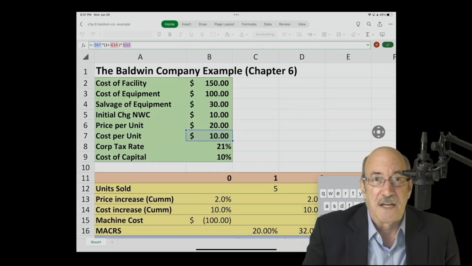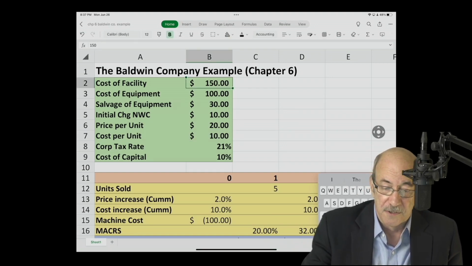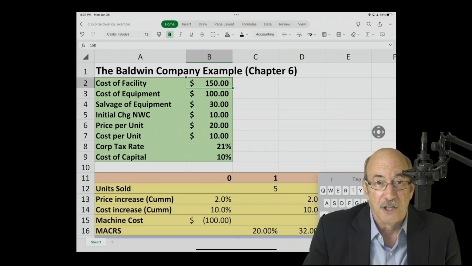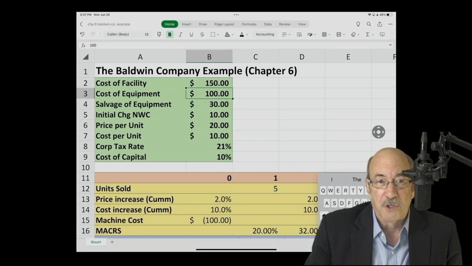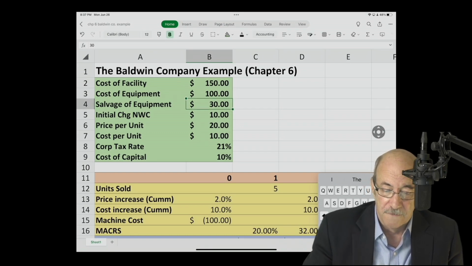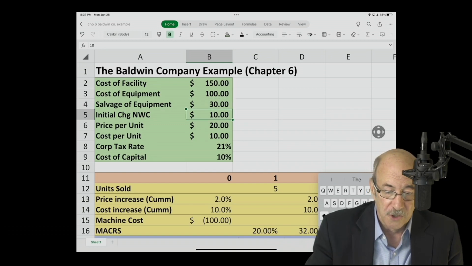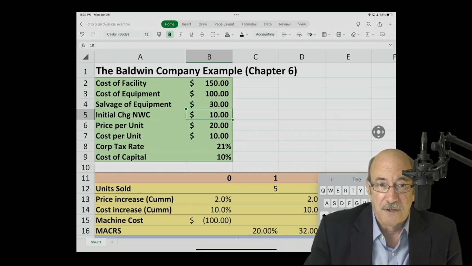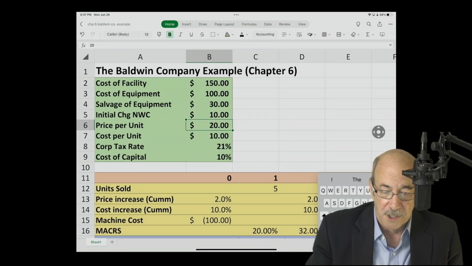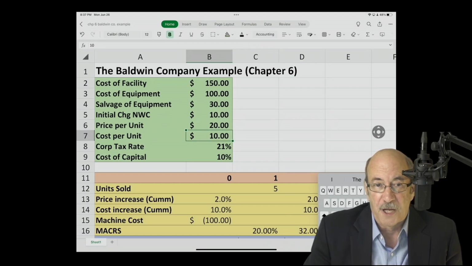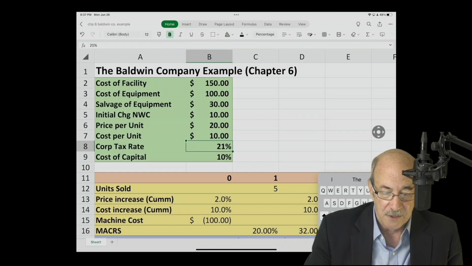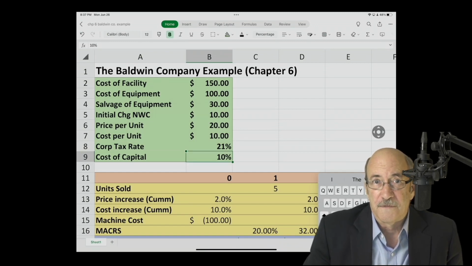I've got some of the basic parameters that we were given on those first 2 slides. So for instance, we've got the cost of the facility, that is the warehouse, that's $150. Cost of the bowling ball machine, $100,000. The salvage value is estimated at $30,000. Initial change in net working capital, $10,000, and then price per unit and cost per unit at 20 and 10 respectively. And then the corporate tax rate of 21%. And we're assuming a cost of capital here of 10%.